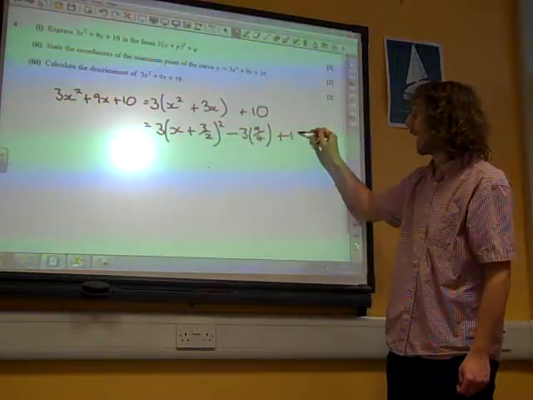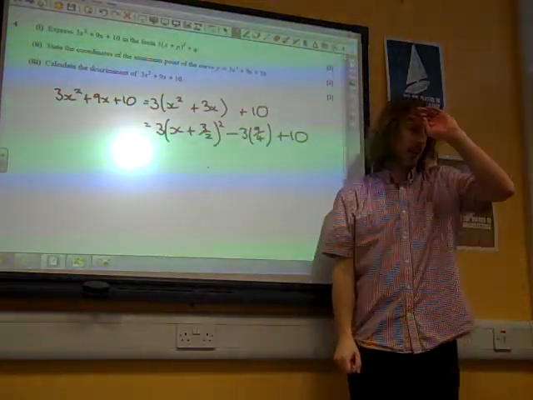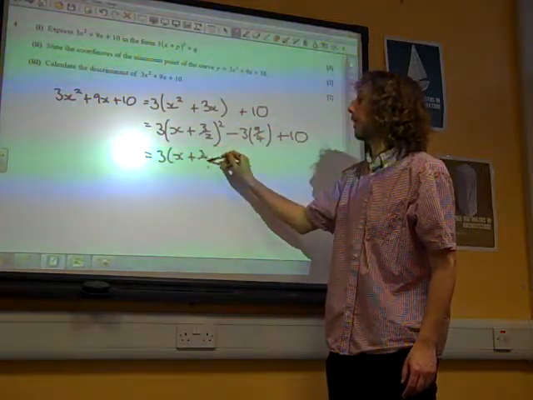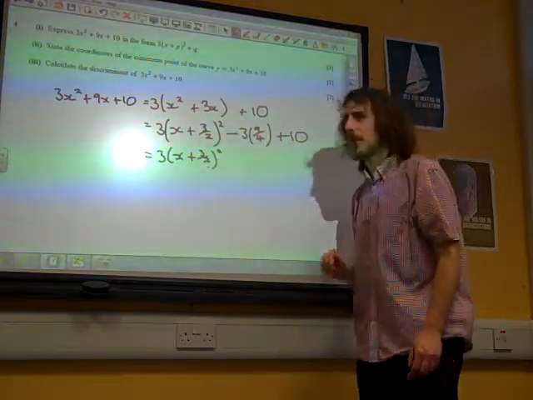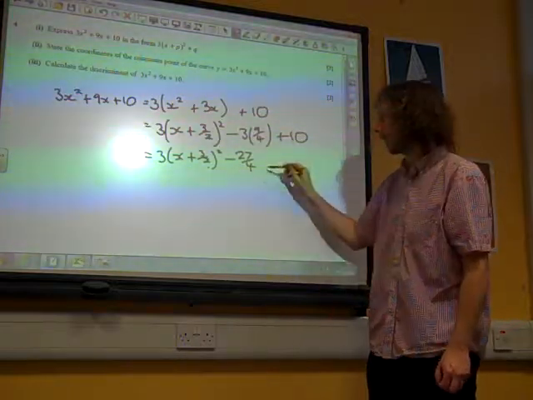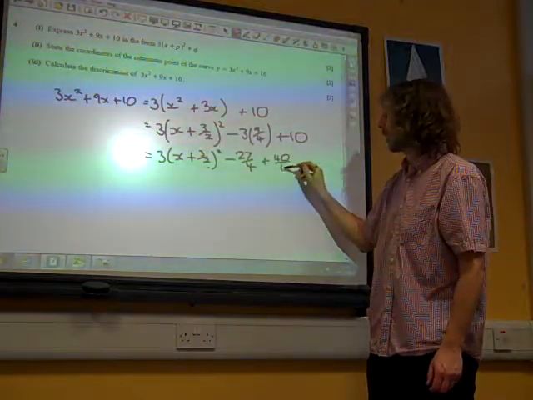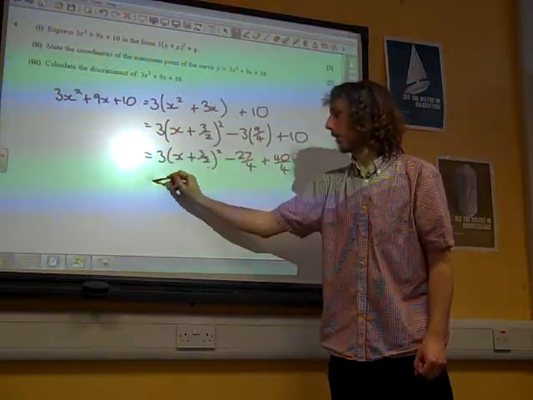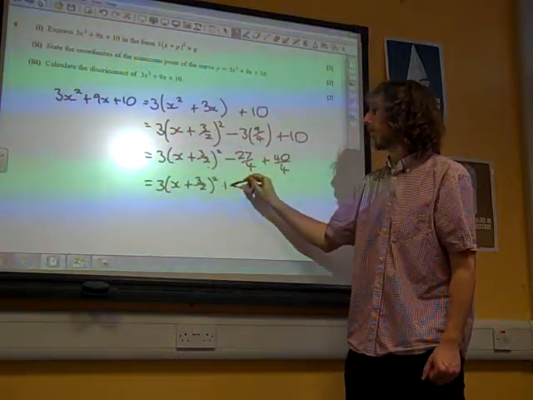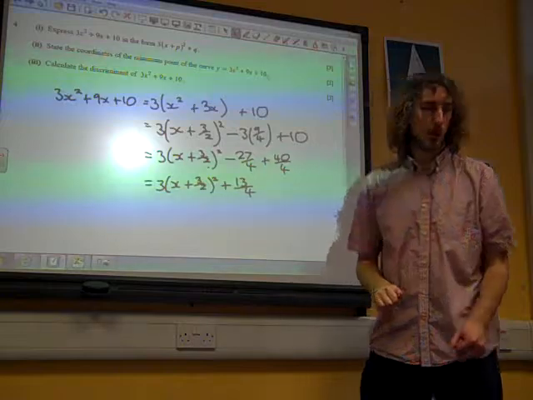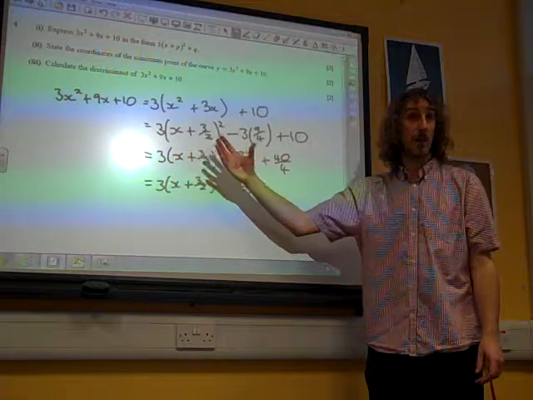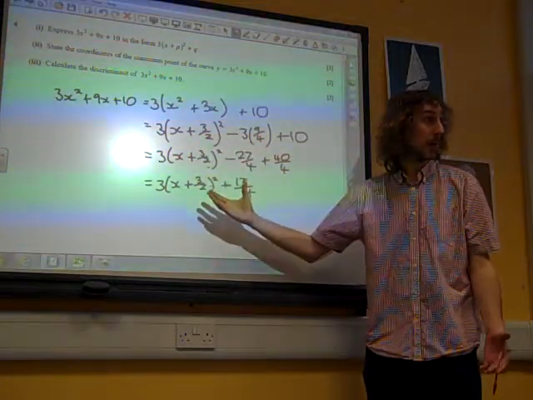We've already got a plus 10 hanging around over here. So we would have that line, which would then give us 3 lots of x plus 3 over 2 squared, minus 27 over 4. And because this is non-calculator, you may find it helpful to think about 10 as being 40 over 4. And so all together we have 3 brackets x plus 3 over 2 all squared plus 13 quarters, and that was the answer. Now, we've seen that this class found it much more comfortable doing it this way, I felt.